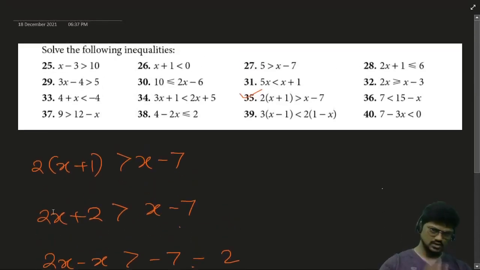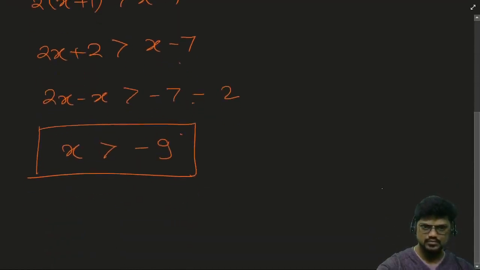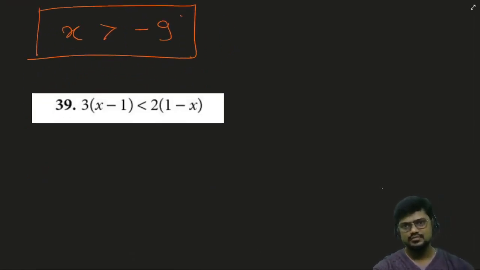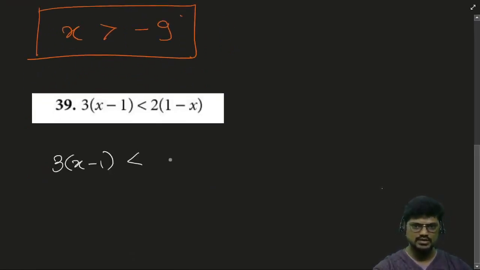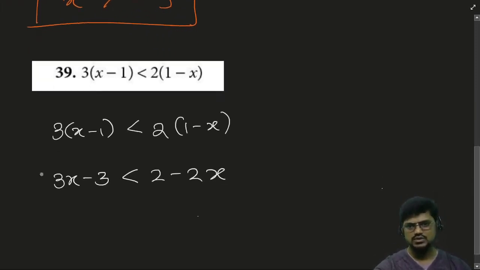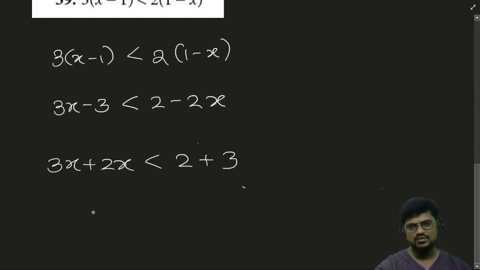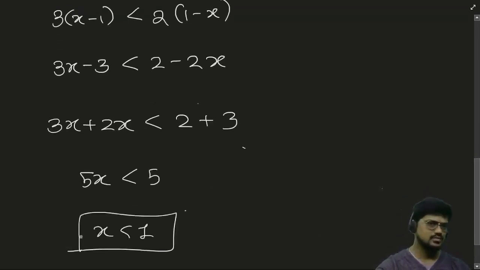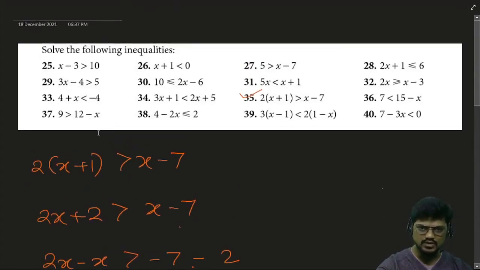Suppose I do the 39th sum. What you have over here is 3 into x minus 1 less than 2 into 1 minus x, right? So 3x minus 3 should be less than 2 minus 2x. Again, if you take this minus 2x on this side, it will be 3x plus 2x less than 2 plus 3. It will be 5x less than 5, and then x is less than 1. That's it. We are not getting the numbers where it will be negative.